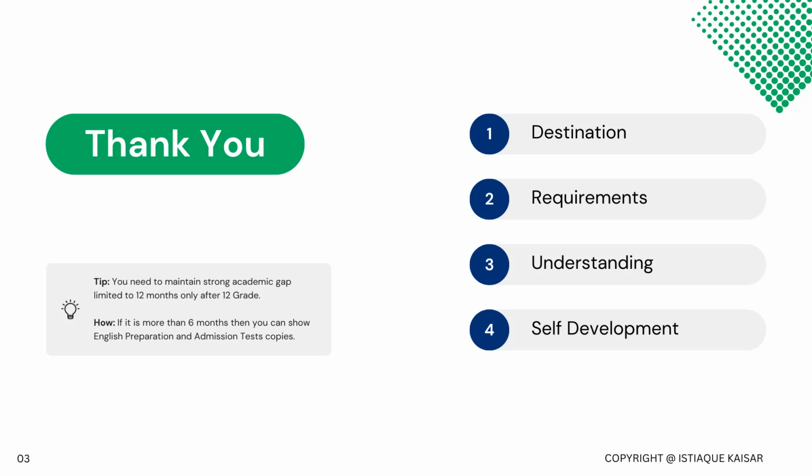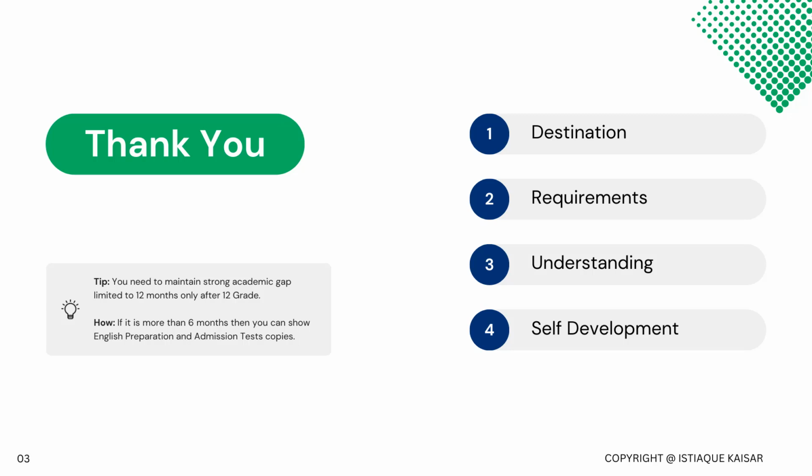So if your gap is more than 12 months just after 12th grade, then it is not possible to apply to most of the universities. And apart from that, in between this 12 months gap, if the gap is more than 6 months, then you need to explain. So how can you explain? Here are my tips.